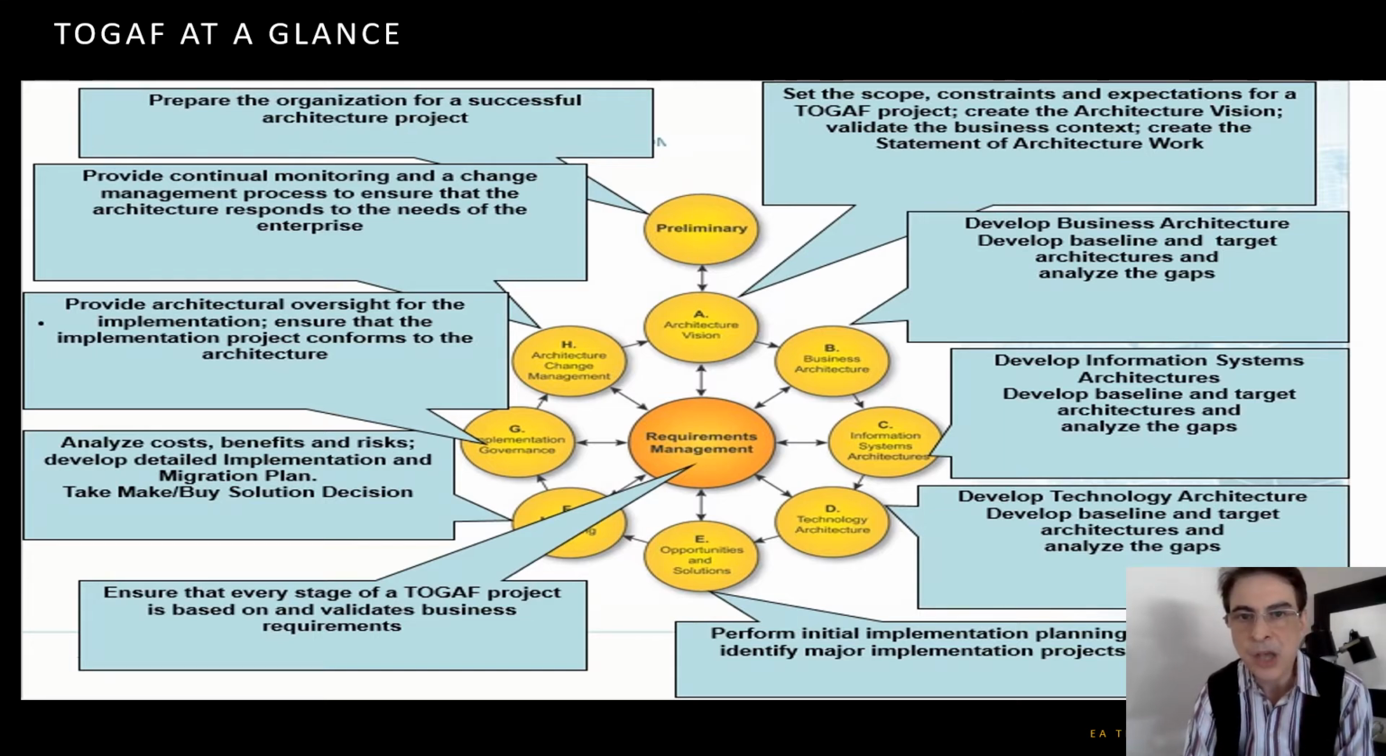Then we have the architecture change management which provides architectural oversight for implementation to ensure that the implementation project conforms to the architecture. Obviously in the middle circle, in the middle of the ADM circle, we have requirements management, which is about ensuring that every stage of a TOGAF project is based on and validates business requirements.